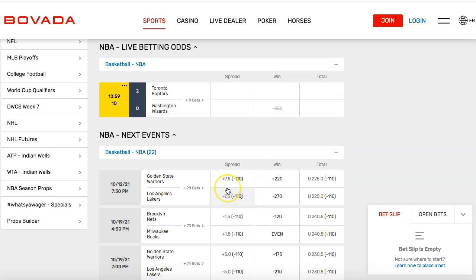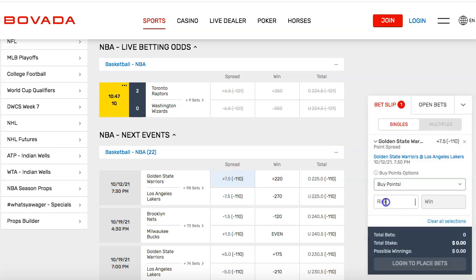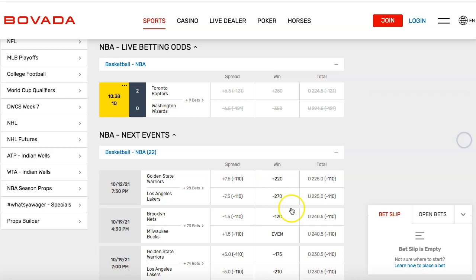Now with the spread, this is a minus 110. You're going to make the same amount of money regardless if you take the Warriors or the Lakers. Okay, so it's going to take $110 to make $110, minus 110, right? There's a lot of different things you can do on here. I'm not going to get into buying points and stuff, but a regular bet. So risk 110, whether you take the Warriors or the Lakers.